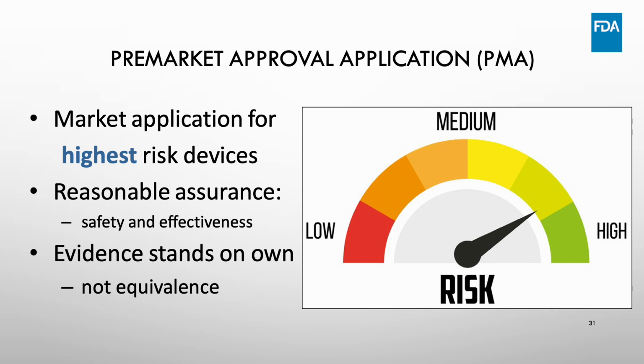The next two submission types are alternatives to the 510(k) and PMA to get a new product to market. They have specific conditions where they apply. So let's review them.